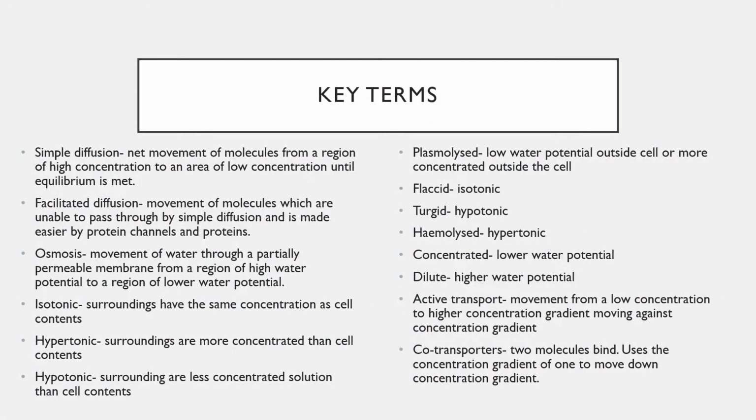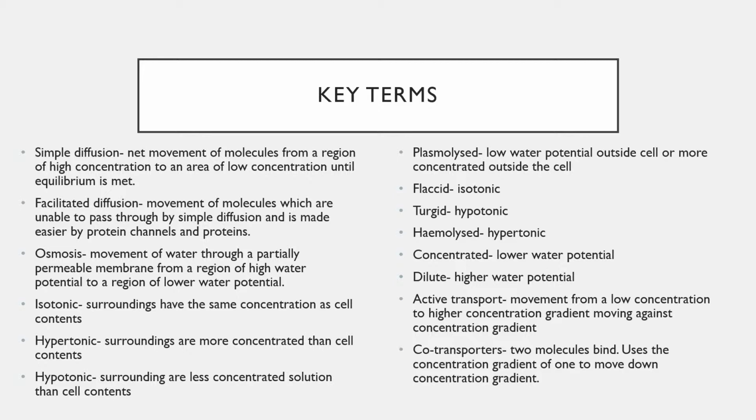Key terms. Simple diffusion is the net movement of molecules from a region of high concentration to an area of low concentration until equilibrium is met. Facilitated diffusion is the movement of molecules which are unable to pass through by simple diffusion and is made easier by protein channels and proteins.